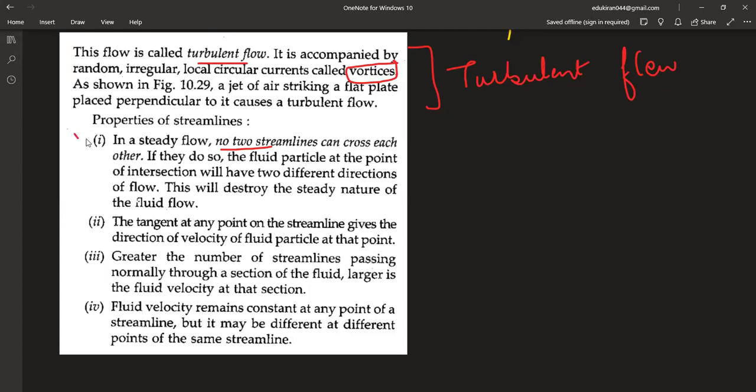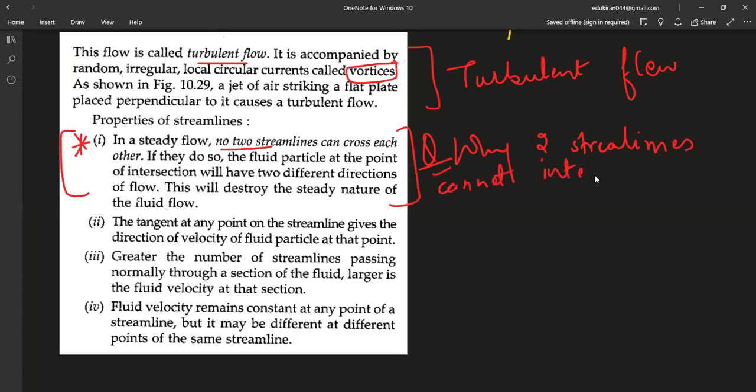And this point is very important because you have separate questions from this point. Why two streamlines cannot intersect with each other? So the answer to that question is this.